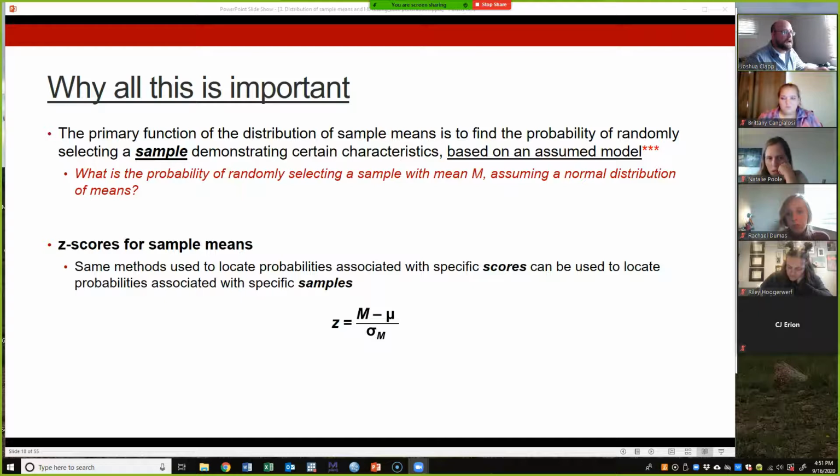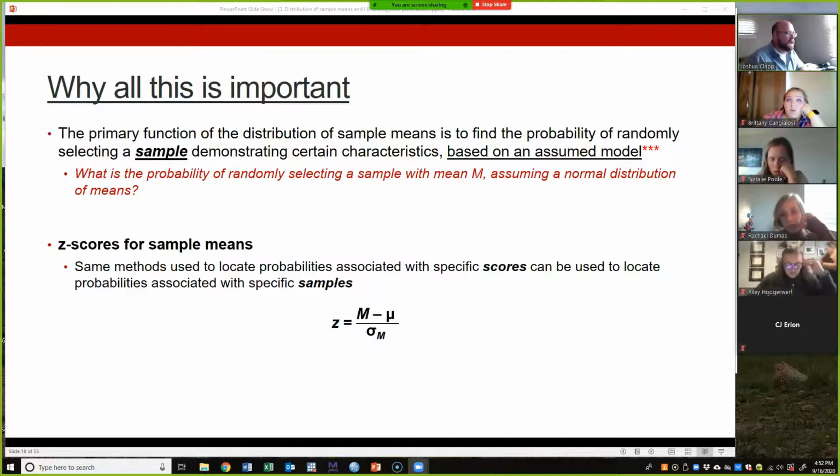And the way we do this, again, we had calculated z-values for individual scores. We can use the same type of formula to calculate a z-score for sample means. What I can do is identify the probability associated with a specific score, to locate and pinpoint the probability of randomly selecting a sample with a given set of characteristics.